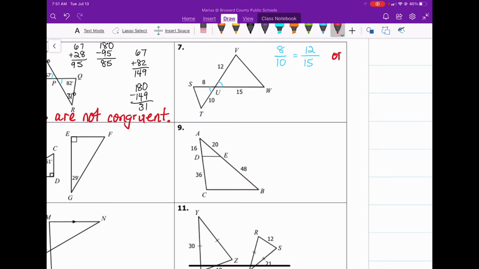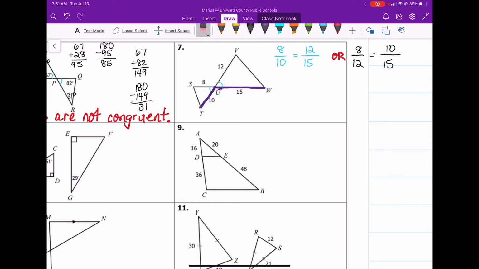Now, for number 7, some people could have done it this way. You could have used this other proportion. I'm going to do the small side of the small triangle over the small side of the larger triangle. So I could do 8 over 12 is equal to, now I want to do the large side of the smaller triangle over the large side of the larger triangle. So that would be 10 over 15.